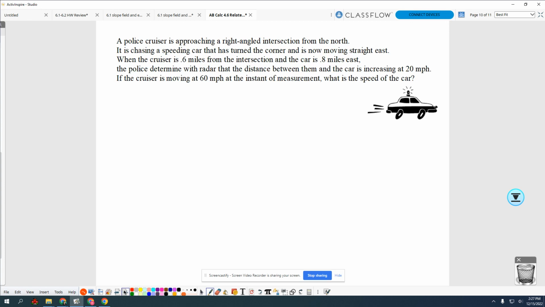Really quick, just reading this problem. Bell still didn't ring. I have 2 minutes. People, stop shuffling papers.